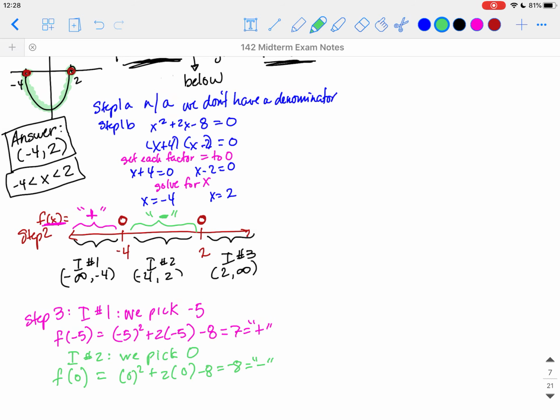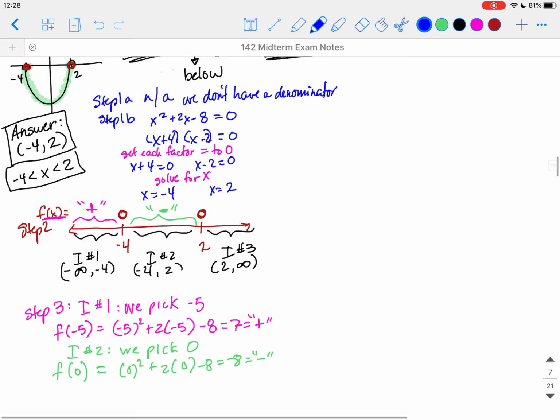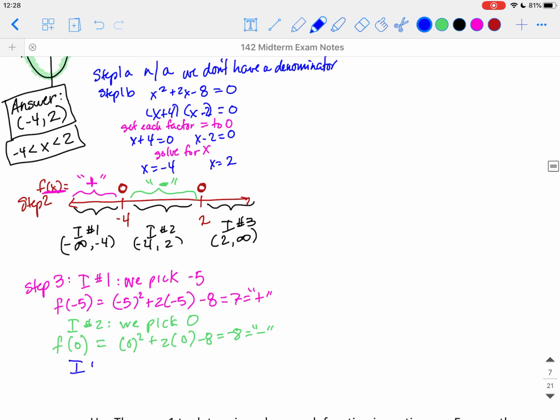And for interval number 3, it has to be a number between 2 and infinity. Well, I'm going to pick 3. So we pick 3.